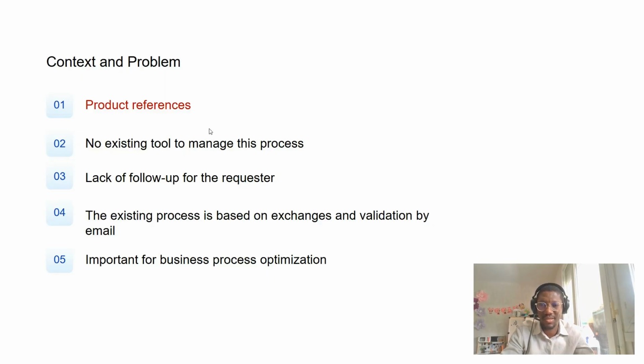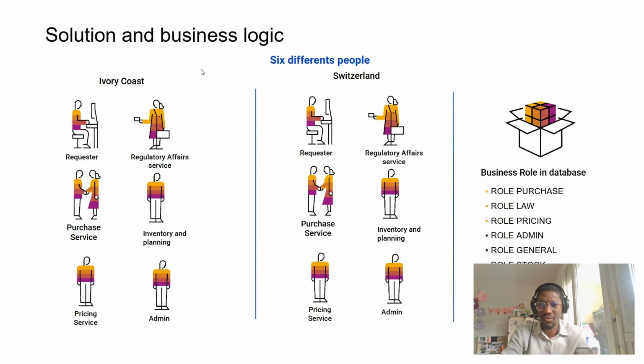So they asked me, as CEO of Divan Security, to build a mobile application with a strong focus on security. So I'm going to present in the next section a solution. As I said before, the company is a multinational company and is located in Ivory Coast and Switzerland, Canada, and so on. So in each country, there will be a requester, a regulatory affairs service, a purchase service, inventory planning, pricing service, and an admin.